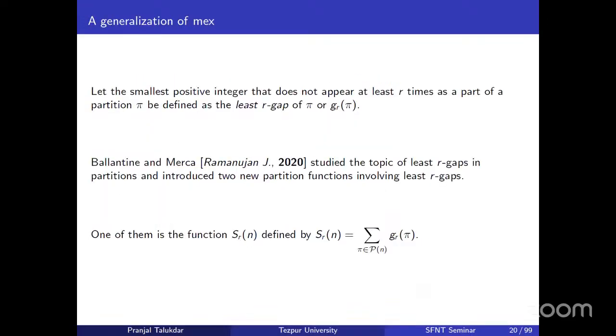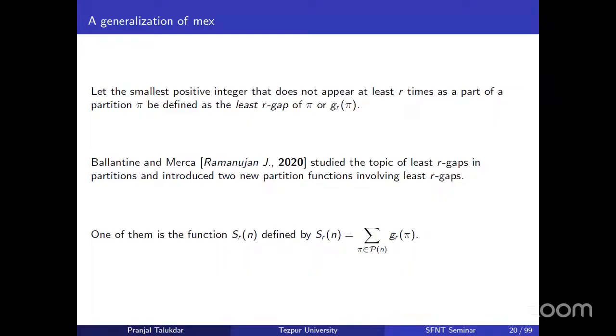So we are now interested in a generalization of max. We define the least r-gap of a partition to be the smallest positive integer which does not appear at least r times. For max, it was the smallest positive integer which did not appear at all. Now we are defining something that does not appear at least r times. So the generalization here is on the number of appearances.